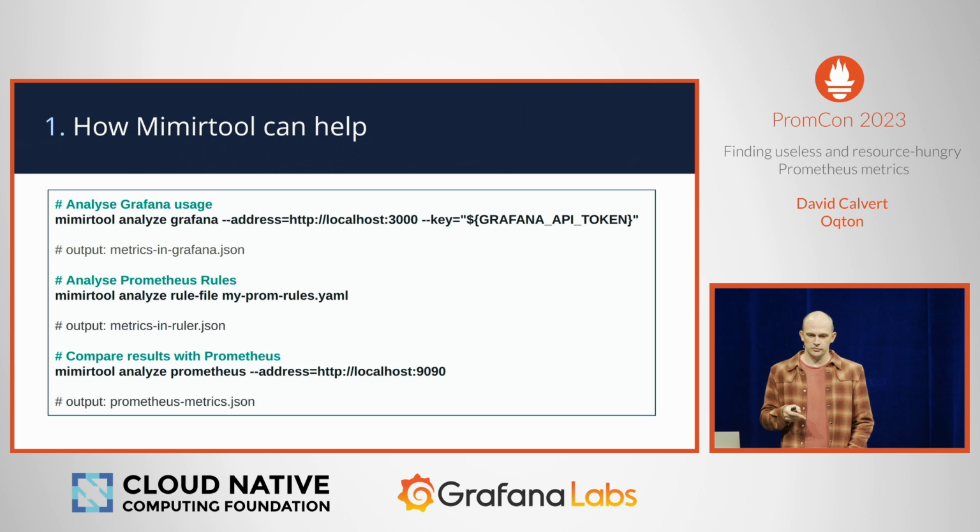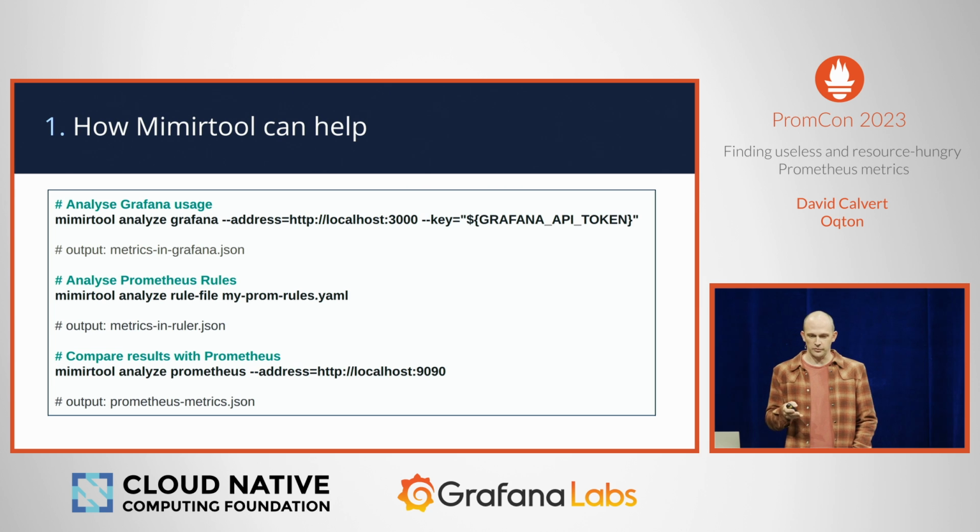When you do that, you will need to give it the address of your Prometheus instance and an API token, so a service account token now. And if you do that, it will output a file named metrics.grafana.json, and it will include all the metrics that are actually used in your dashboards and panels and stuff like that.